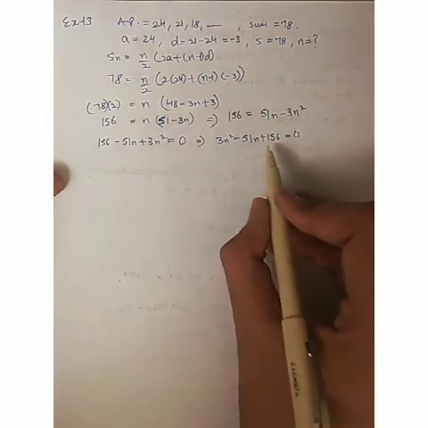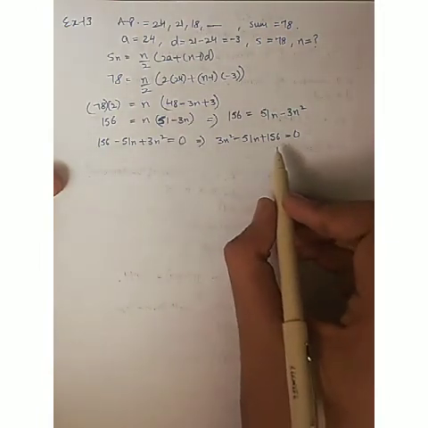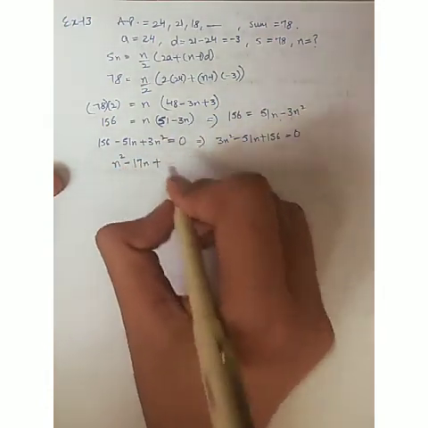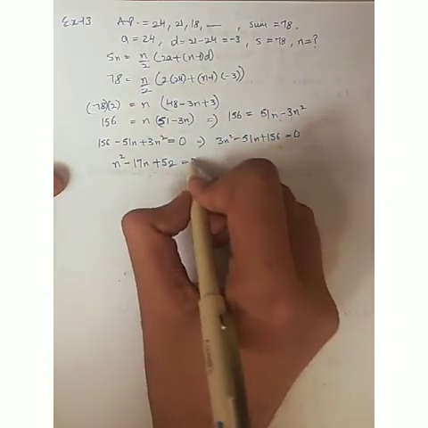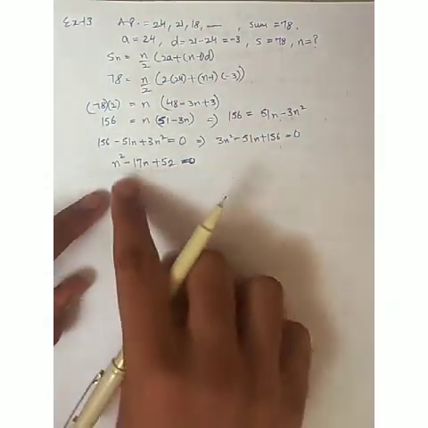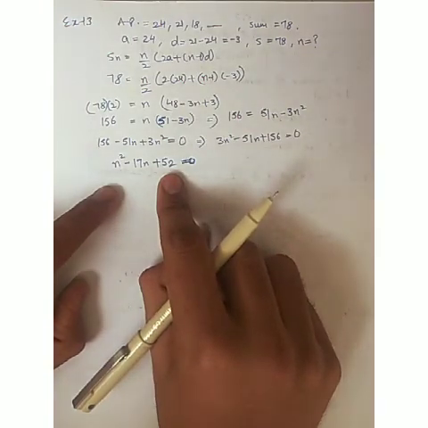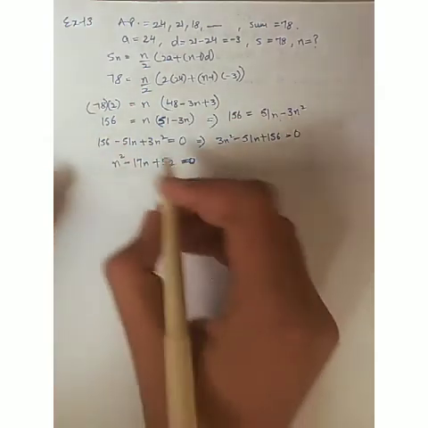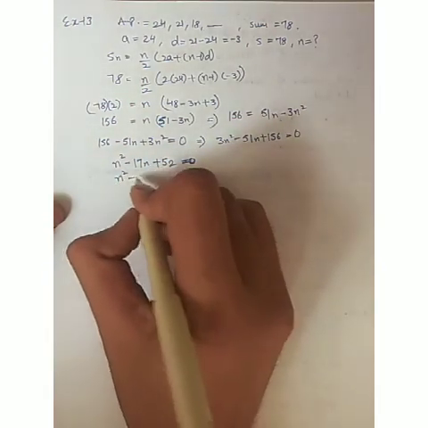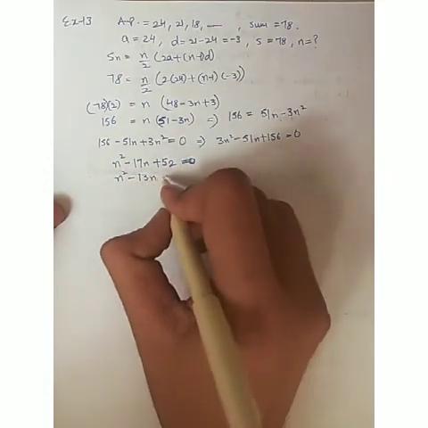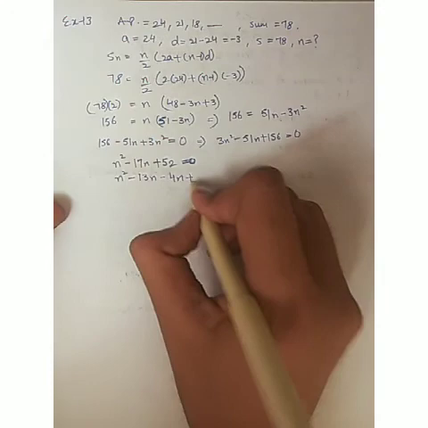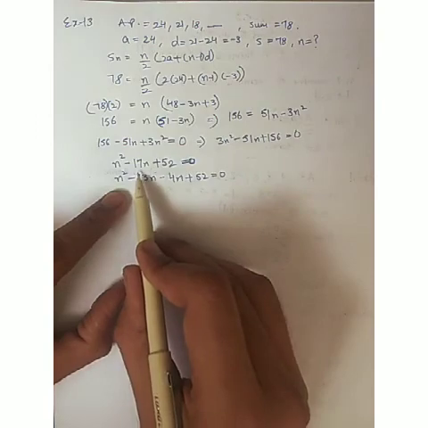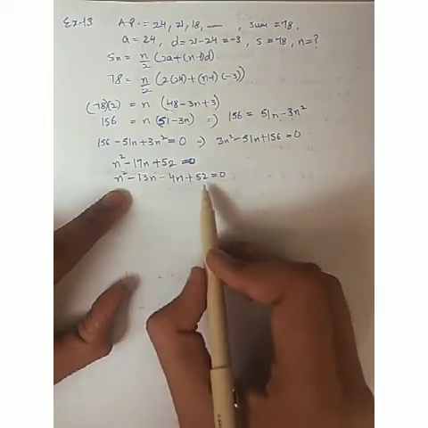Now I guess 3 can be taken out as a common factor, and we'll get n square minus 17n plus 52 is equal to 0. Now it's a basic quadratic equation, and you can form the factors such that by multiplying 2 digits you should get 52, and by adding them you should get 17. The factors will be n square minus 13n minus 4n plus 52, because if we add minus 13 and minus 4 we will get minus 17, and if we multiply both of these, we will get plus 52.